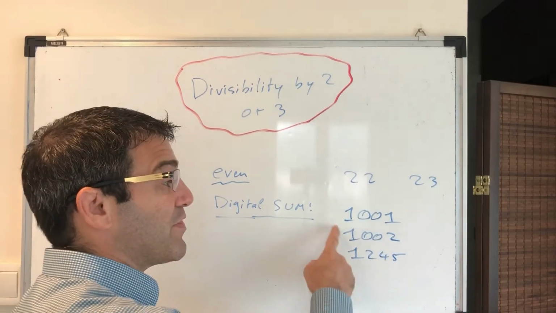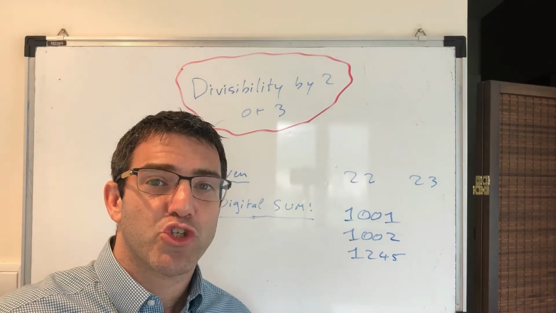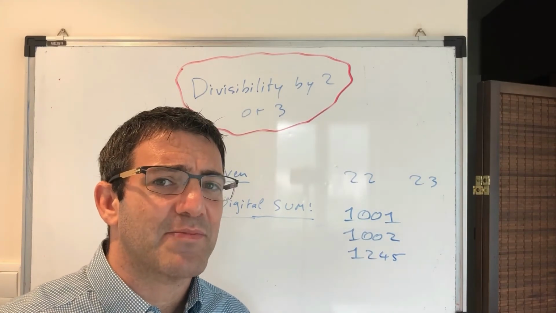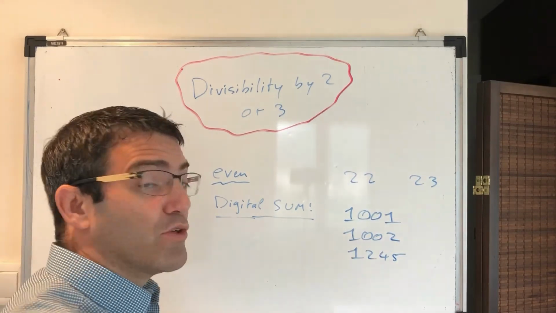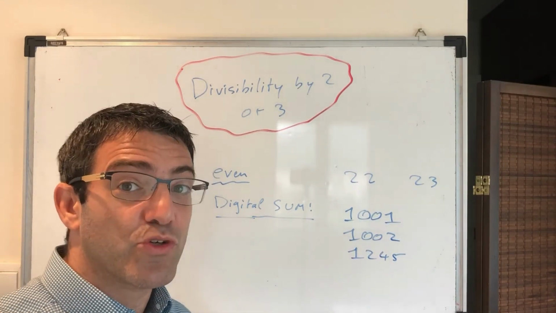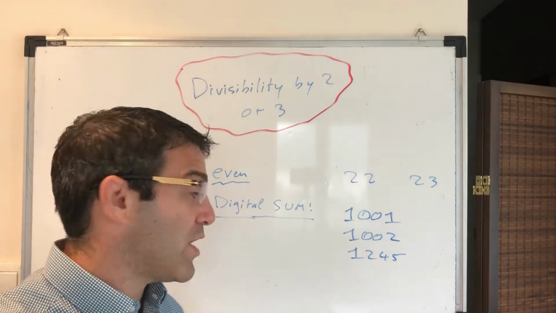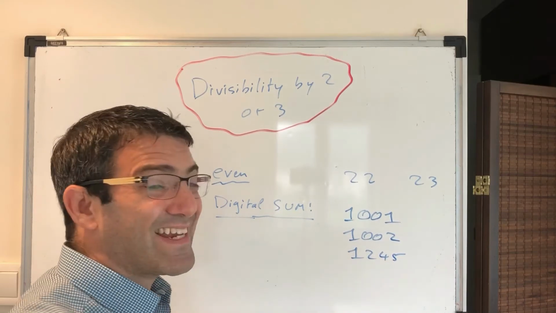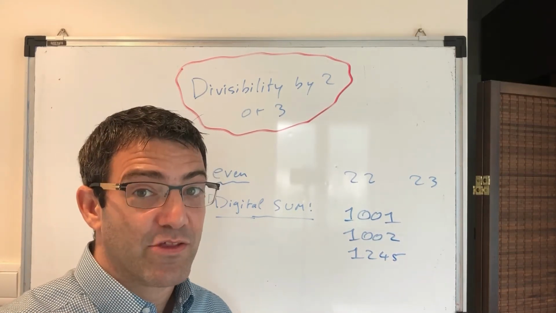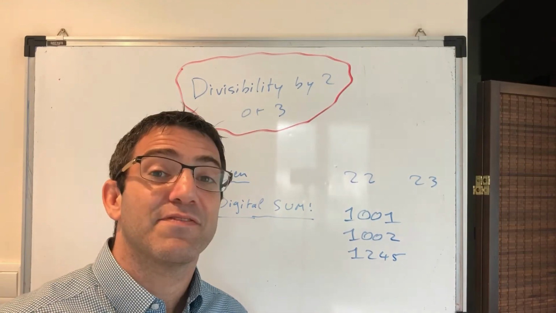So for example, 1001: 1 plus 0 plus 0 plus 1 is 2. But that's not in the 3's times table, so that's not divisible by 3. However, 1002: 1 plus 0 plus 0 plus 2 is 3. So this number here is divisible by 3. Now I'll give you a harder one. 1 plus 2 plus 4 plus 5: 3 plus 9 is 12. 12 is in the 3's times table, so 1245 is definitely divisible by 3.